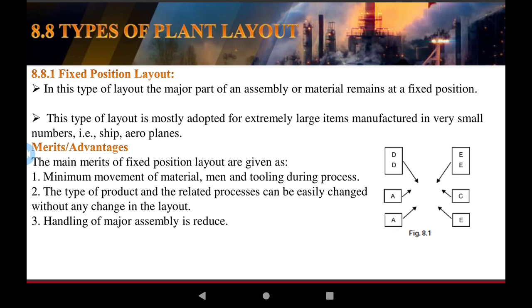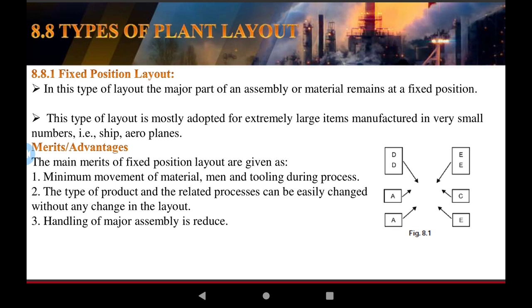Okay, the merits and advantages. The main merits of the fixed position layout are as follows. The minimum movement of the material, men and tooling during the process. In fixed position layout there is minimum moving of components, raw materials and inventories, and there is no loss of time in this process, since all components are nearby the fixed position.